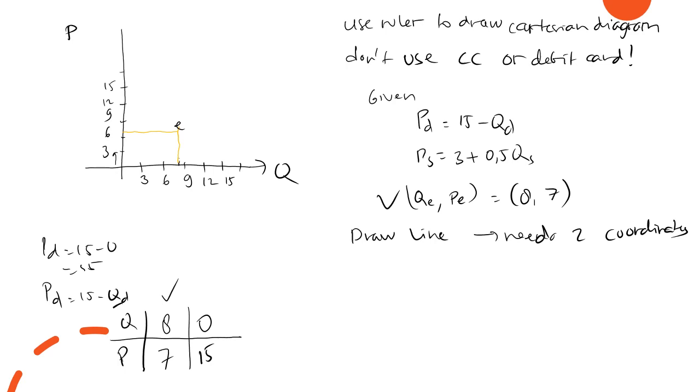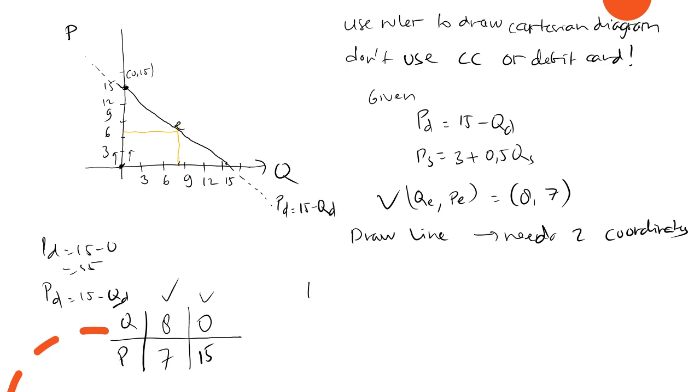Now, next one, 0, 15. So 0 is here and goes up 15: 3, 6, 9, 12, 15. So it is this. This one is 0, 15. Now draw the line between 0, 15 and 8, 7. Actually it goes here, but we don't need this quadrant, right? So like this. This one will be PD.